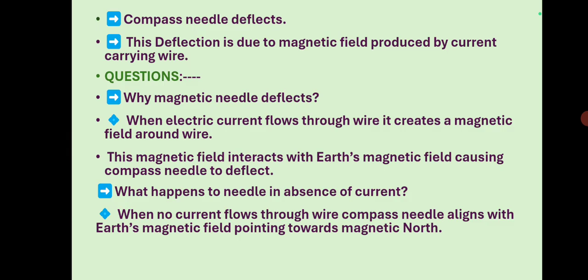As I said just now, it is because of the presence of a magnetic field. The electric current flowing through the wire produces a magnetic field around the wire. This magnetic field interacts with the Earth's magnetic field, causing the compass needle to deflect. What happens in the absence of current? When current is absent, there is no magnetic field. The needle does not deflect. So the compass needle aligns with the Earth's magnetic field, pointing towards magnetic north.